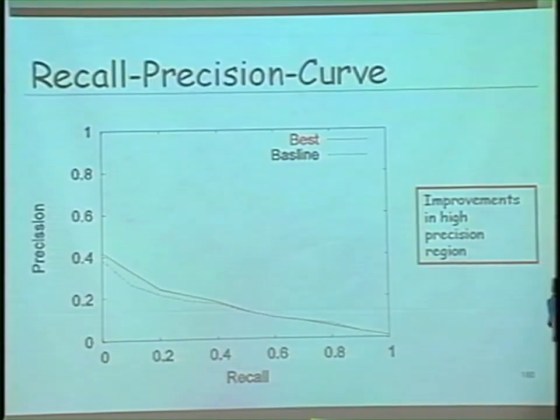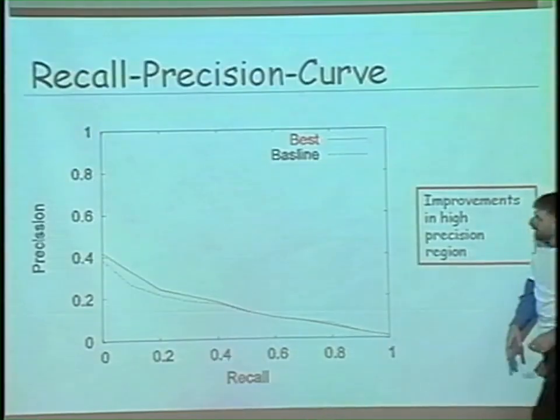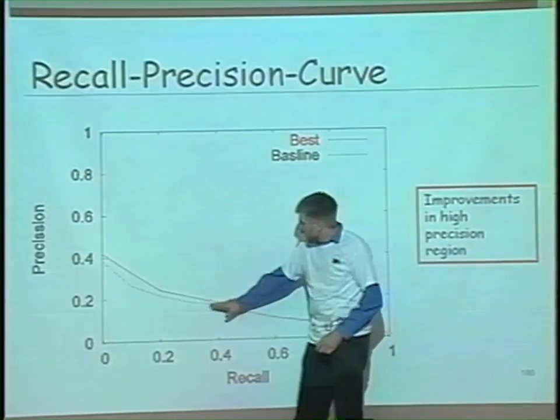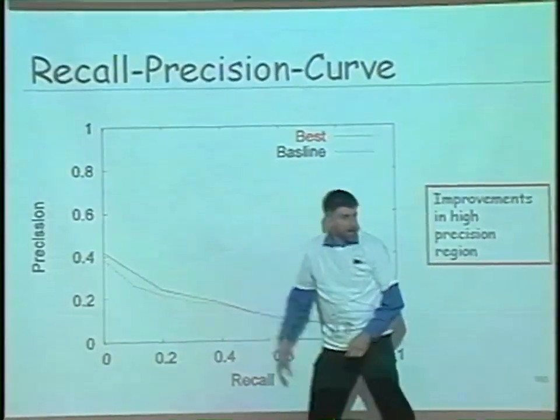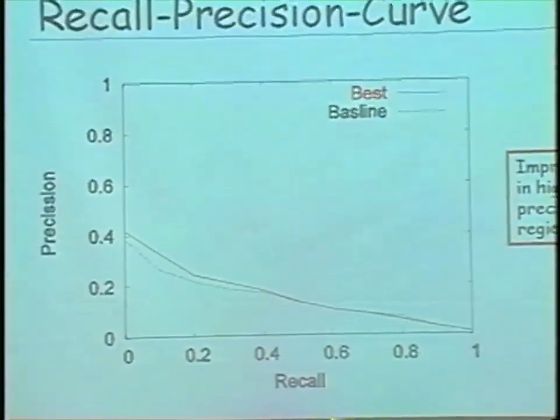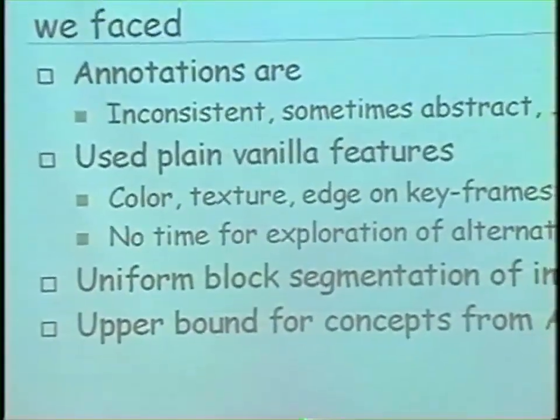Okay, that's the recall precision graph. And you see that in the region up here, you get a consistent improvement over the baseline. Okay, summary.